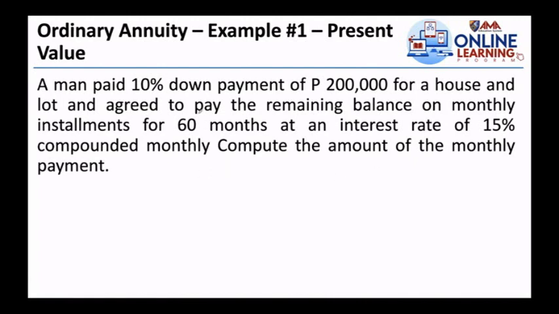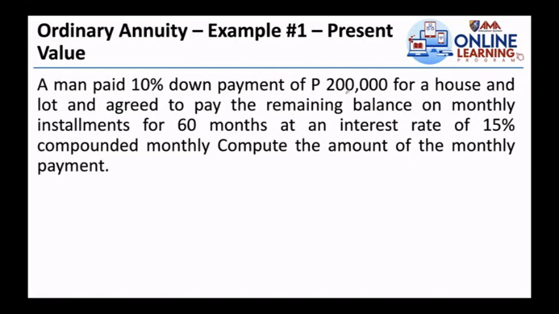Okay, a man paid 10% down payment of 200,000 for a house and lot and agreed to pay the remaining balance on monthly installments for 60 months, at an interest rate of 15% compounded monthly. Compute the amount of the monthly payments. So it looks complicated, right? But since you understood already the concept, I believe it's not complicated to you. So it's like this, class. 10% down payment. So meaning to say, what's 10% of 200,000?